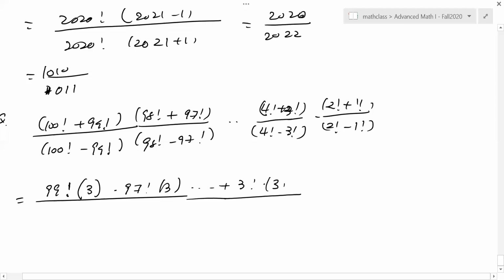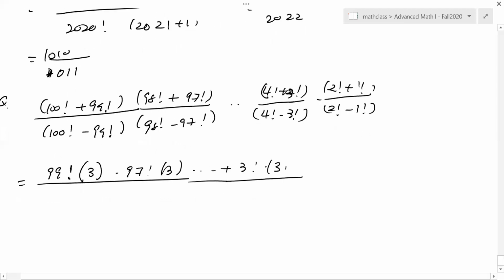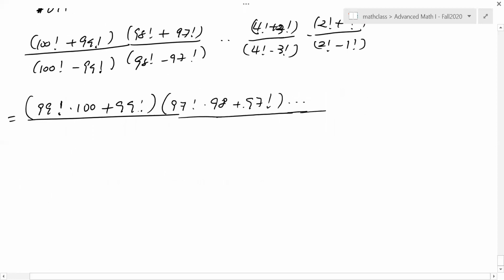Hold on. I'm making this. Okay, then don't skip steps, right? It's easy to skip steps. If we skip steps, then you will make mistakes. Okay, and here 98 factorial is 98 times 97 factorial plus 97 factorial. Okay, so keep it going. Let me try another line here. Here will be 3 factorial times 4 plus 1 plus 3 factorial.